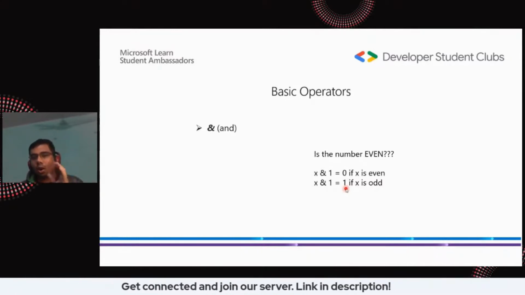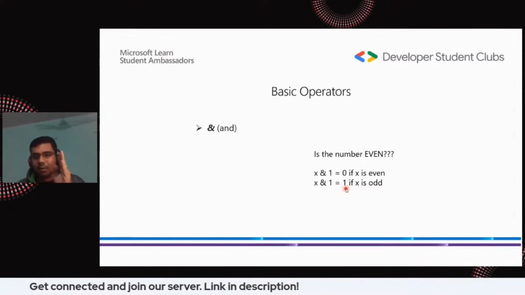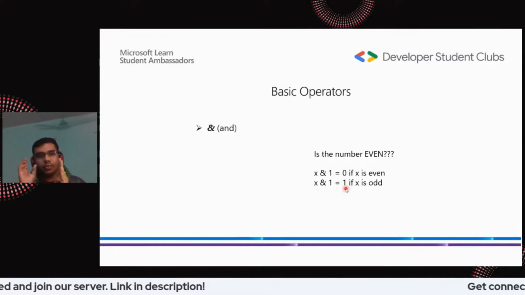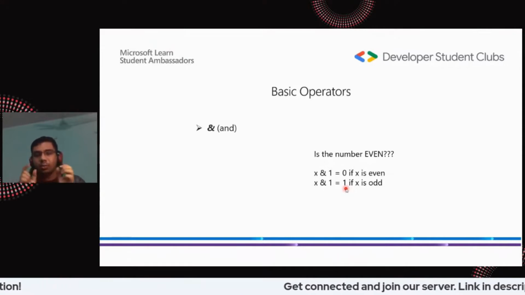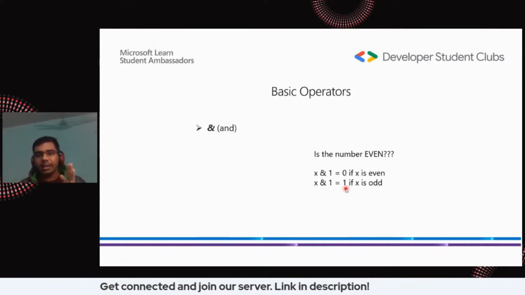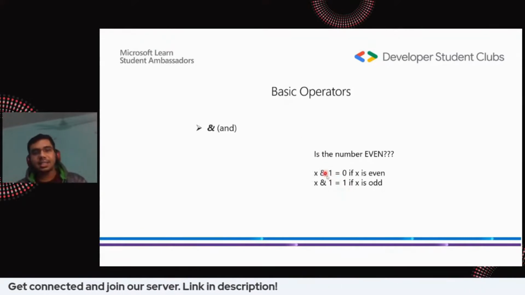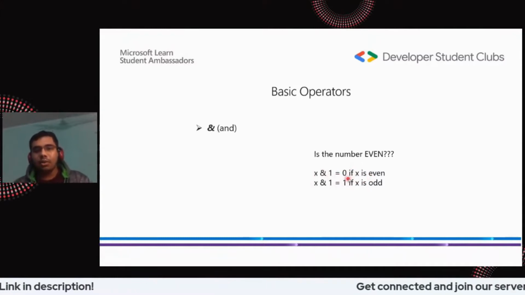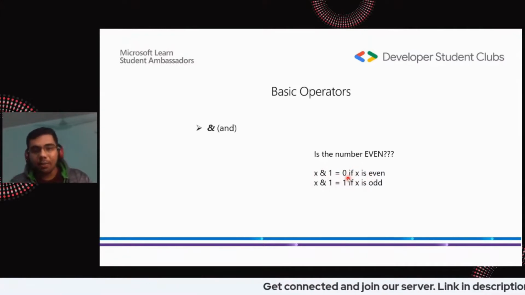Let's extend this concept from 1 to any odd number. If we do an AND operation with a number and any other odd number, okay? So if we do an AND operation with a number and an odd number, this would give you 0, right? So 1, we're considering it as an odd number here. So we're doing AND of this and we found it 0. So that means the number x given to us is even.